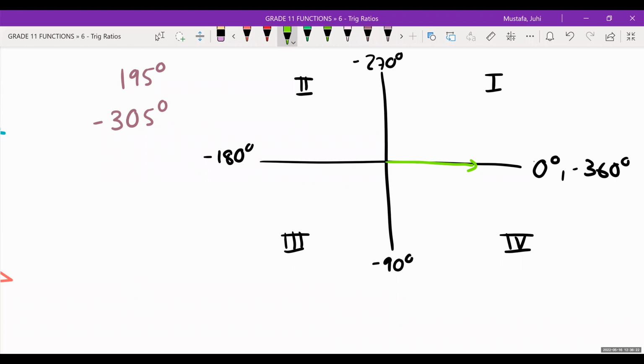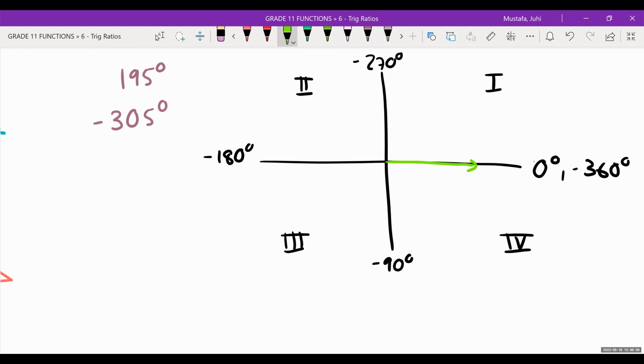Okay, so you still start at the initial arm. The starting point is the same. And by the way, the way you label your quadrants does not change even though you're going in the opposite direction. So it's still quadrant 1, 2, 3, and 4. Only the direction is changing.